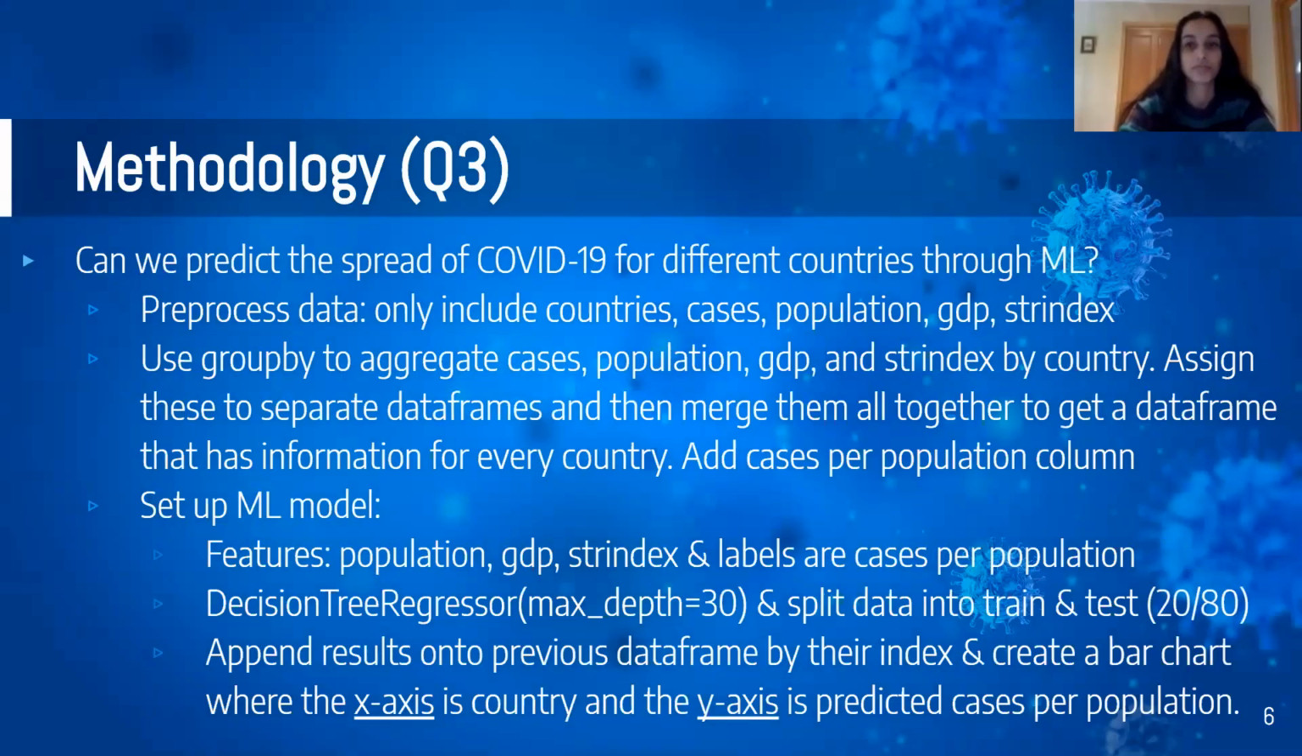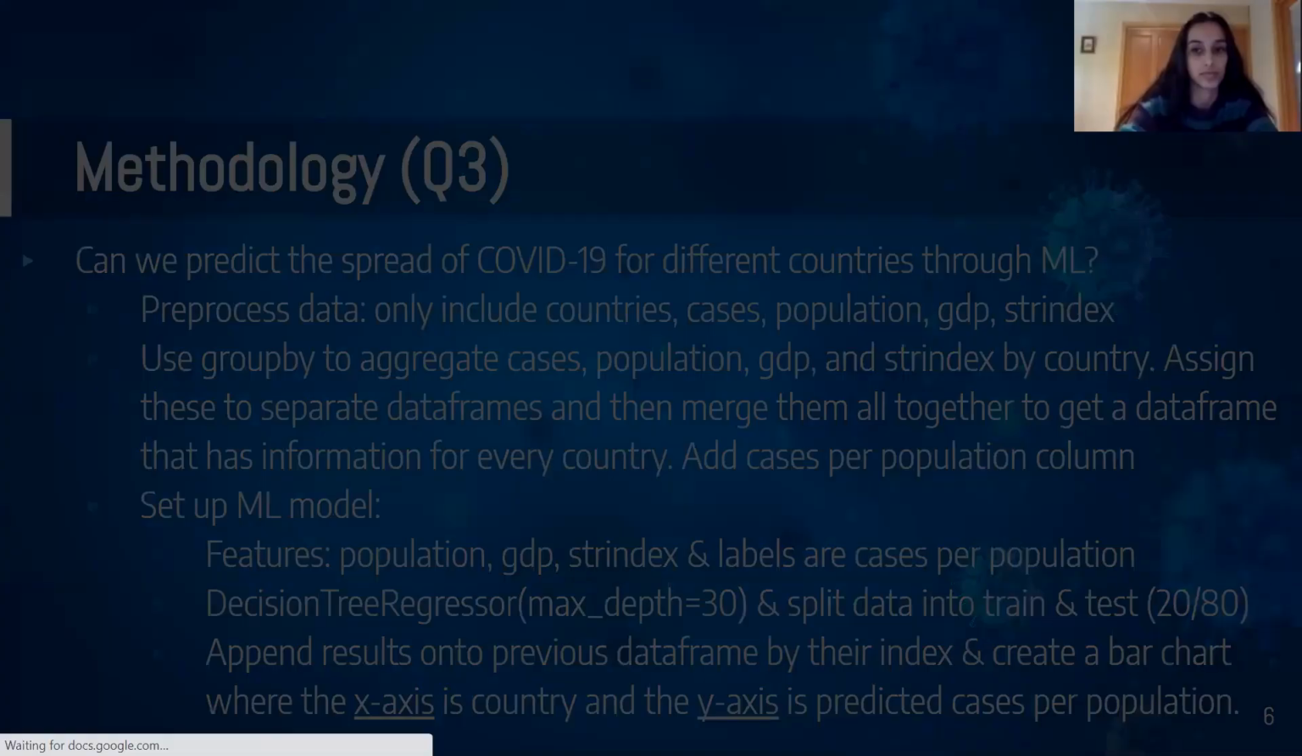For the third question, we predicted the spread of COVID-19 through machine learning, and first we pre-processed data by only including countries, cases, population, GDP, and Strindex, and then did additional processing by using group by to aggregate all of this data by country, and then creating a data frame at the end that had information only for each country. We also added cases per population because case density would be our label. We then did a decision tree regressor with max step of 30, and then with the results we got, we plotted a bar chart where the x-axis was country and the y-axis was predicted case density.